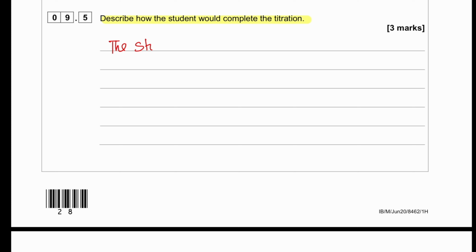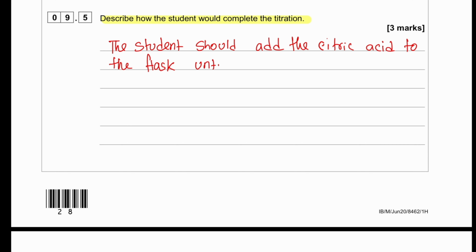So what we need to do is add the citric acid to the flask. And we need to keep adding it until there is a permanent color change. And we need to measure and record the volume of the citric acid that we have added.